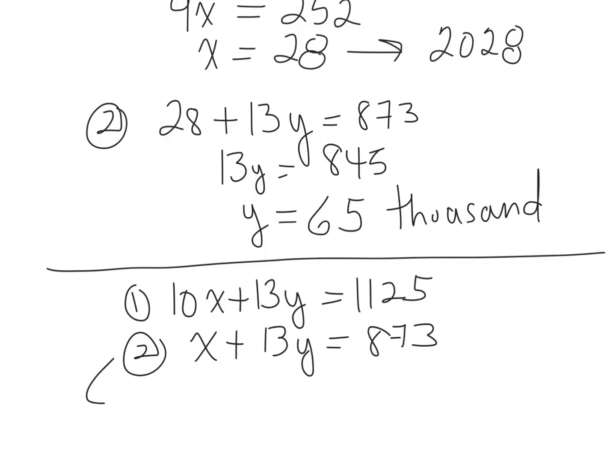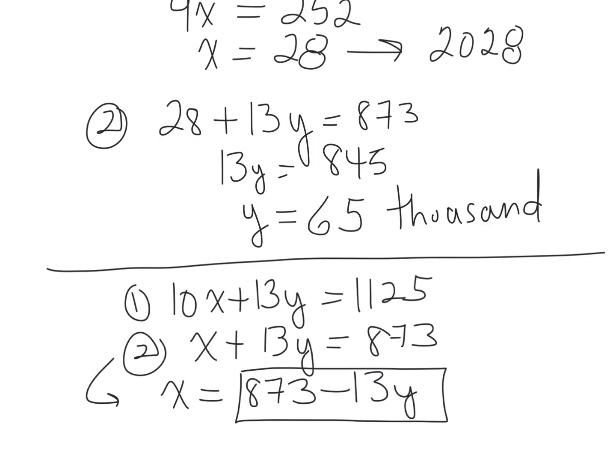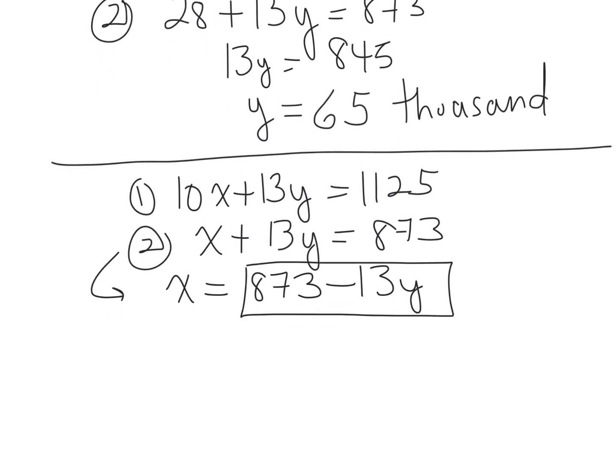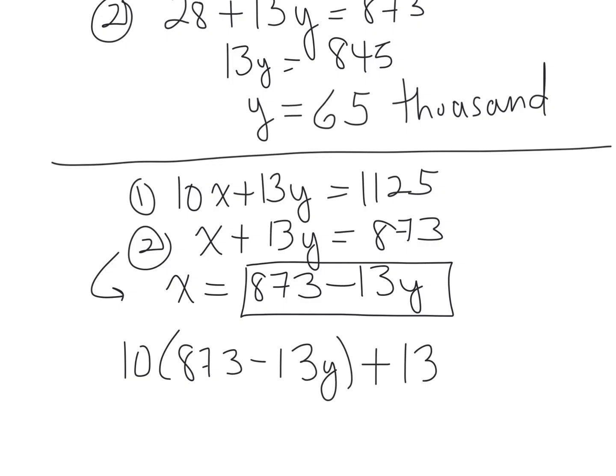So if I were to take equation 2 and say x is equal to 873 minus 13y, we could then substitute this relationship of x to y into equation 1 and solve. So let's see how that would work. Ten times 873 minus 13y in brackets. I'm substituting that in place of the x. Plus 13y is equal to 1125.